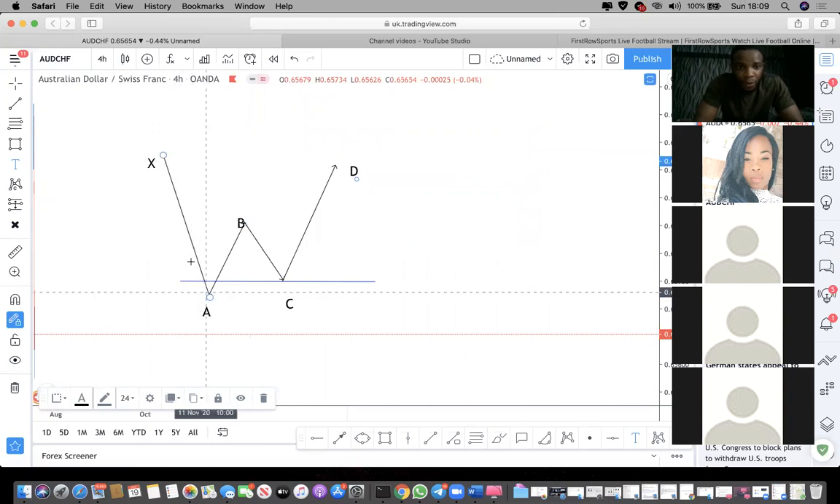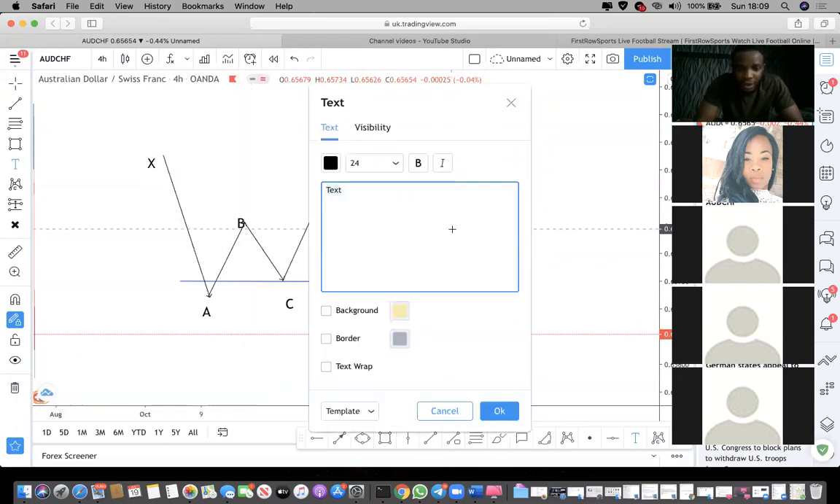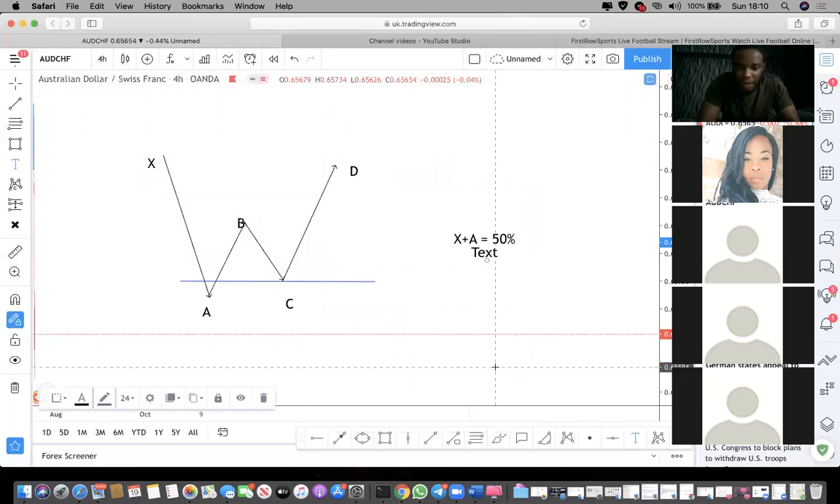The retracement we want from X to A, giving us B, is 50%. So X plus A, we want what? 50%. Sorry, guys, I'm going a little blind. That will be equal to 50%. So we want 50% on the fib. X plus A, 50%. That's what we're looking for.